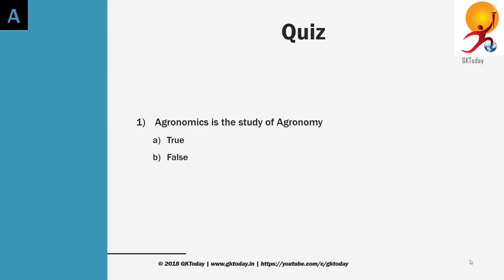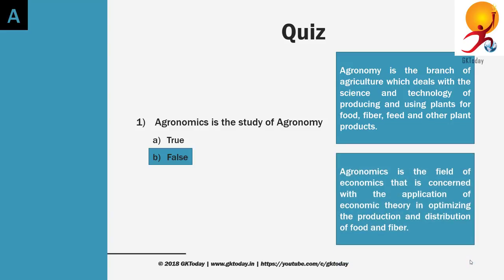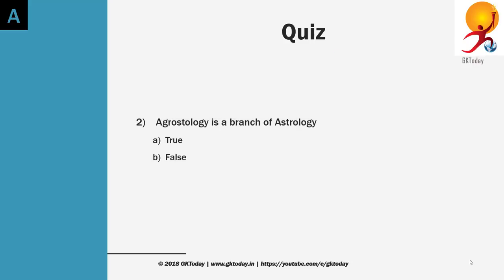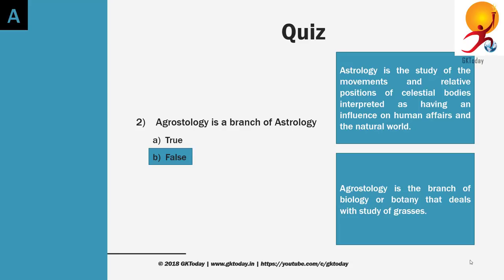Let's take a quiz. Question 1. Agronomics is the study of agronomy. Is it true or false? And we know it's false because agronomy is the branch that deals with science and technology used in producing and using plants for food, fiber, etc. Whereas agronomics uses concepts of economics to better production and distribution of food. Agroastrology is a branch of astrology, which is of course false because astrology deals with the position of celestial bodies and how they affect our lives, whereas agroastrology deals with grasses.